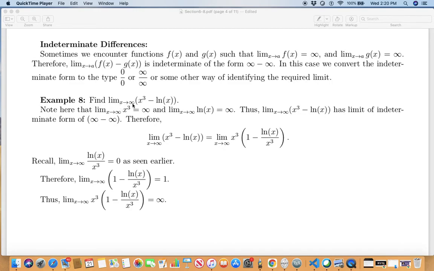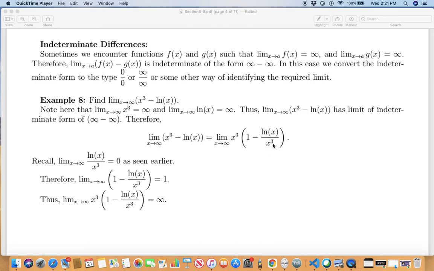Say the limit as x approaches infinity of x cubed minus natural log x. Well, you know this is going to infinity. You also know this is going to infinity as x approaches infinity. So you have an indeterminate form of the type infinity minus infinity. Therefore, consider the original limit. Factor x cubed out. So what happens when I factor x cubed out? I have a 1 in the first term. Second term, I have to divide by x cubed. Okay, check for yourself.